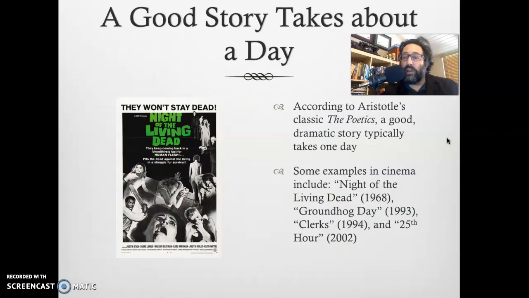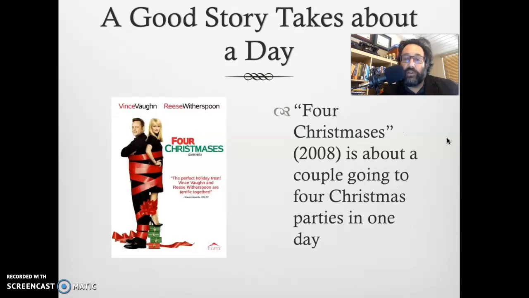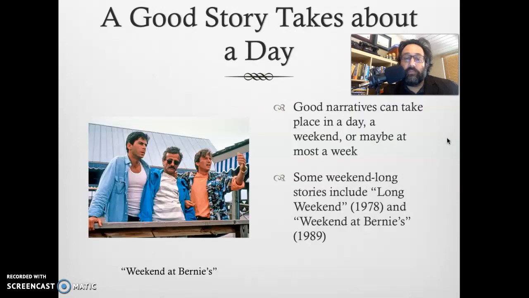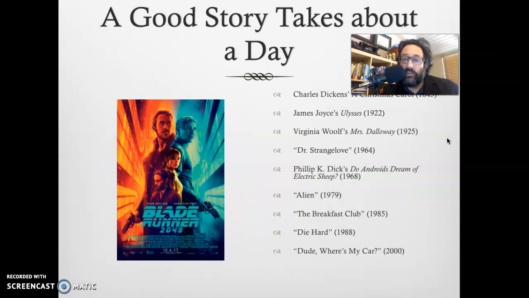Some good things to keep in mind is that a good story does take about a day to tell. There are a lot of examples from Night of the Living Dead, Groundhog Day, Clerks. Four Christmases is a funny example, if you've seen that one. Ferris Bueller's Day Off is another. You have good narrative stories that occur in about a weekend, and many, many more that are kind of one-day affairs, including Blade Runner, Ulysses.